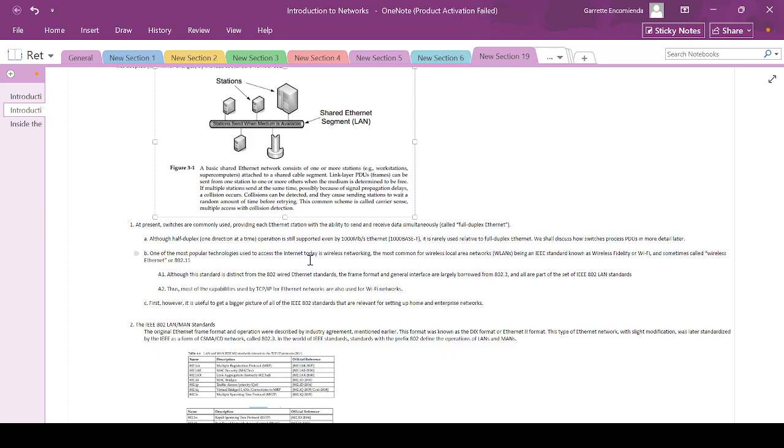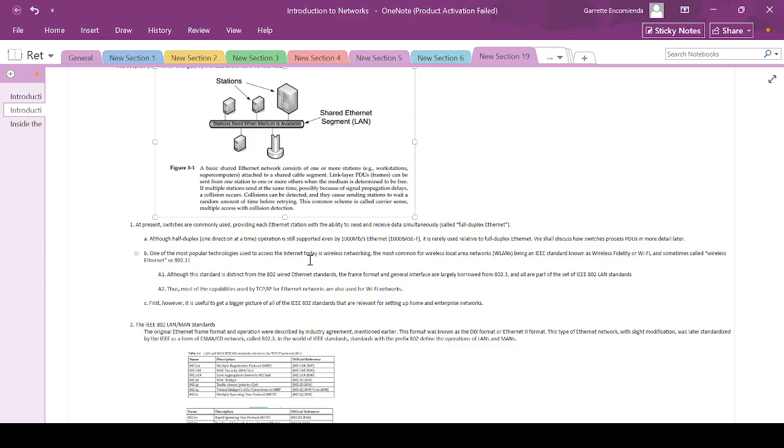Link layer PDUs, frames, can be sent from one station to one or more others when the medium is determined to be free. So the frame from the link layer can be sent from one station to another when this medium, or Ethernet, let's describe this communication, is free. If multiple stations send at the same time, possibly because of signal propagation delays, a collision occurs. So this is where a collision occurs, if multiple stations send at the same time. Kind of like in a concurrency problem.